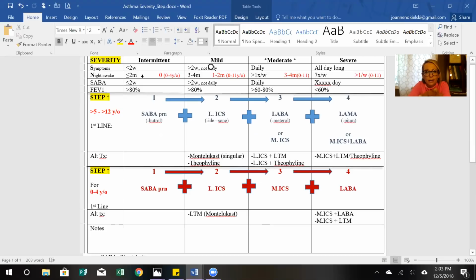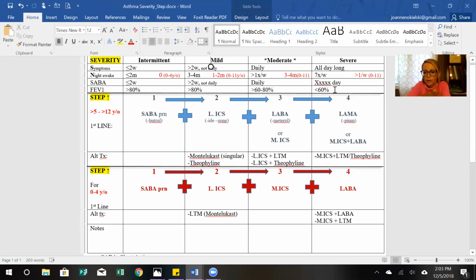No, 3 to 4 times a month, more than 1 times a week. But this is saying several times in a row. So this is more like, no, it's this. Severe is all day long, all night long, in a row, SABA use all day, multiple times a day, and their FEV is low, okay? That's the severity they would fall into. So they would be severe.